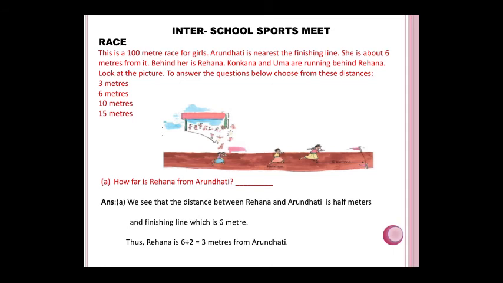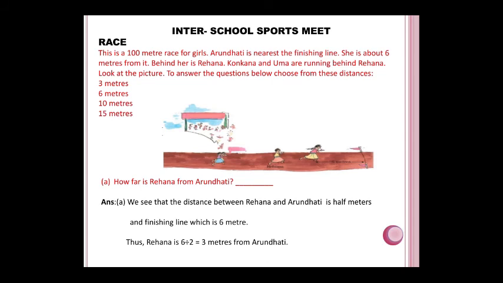And listen, what does this mean? Here the 100-meter race for girls, they are conducting in inter-school sports meet. Here Arundhati is the nearest to the finishing line. See, finishing line you can observe in this picture. So she is about 6 meters from it. Behind that Arundhati, that is Rehana. Behind that Rehana, Konkana and Uma are running. So you can see in this picture, behind Rehana, two children are running. That is Konkana and Uma.